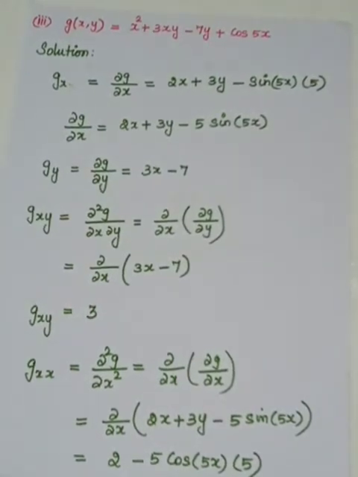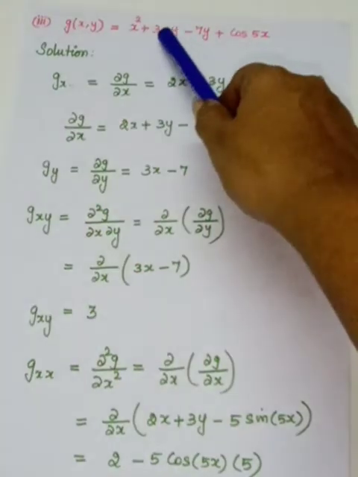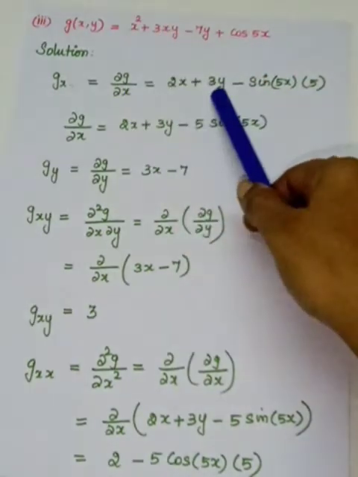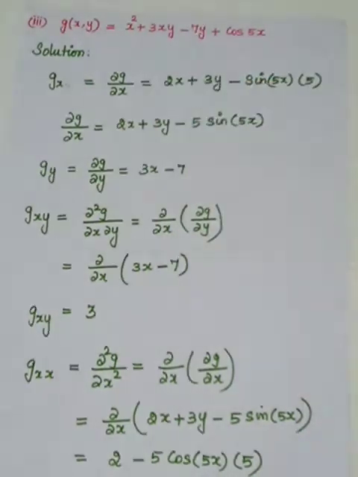So gx, what is it? Dou g by dou x. First one, x squared, if you differentiate partially with respect to x, is 2x. Come to the second term, x and y is involving. What is the constant there? 3y. What is remaining? x. The differentiation of x with respect to x is 1. So this 3y. What about minus 7y? The whole term is a constant whose differentiation is 0. Cos 5x, how it will be differentiated? So it is minus sin 5x, and 5x if you differentiate it is 5. So dou g by dou x I have written there.